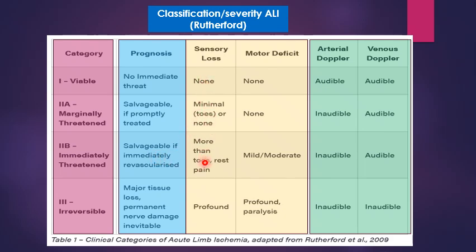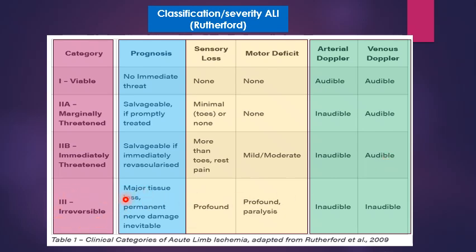Here, there is more sensory loss, and there's rest pain. There's mild to moderate motor deficit. There's loss of function of the limb. Arterial Doppler is inaudible, whereas venous flow is audible. Flow is still there.